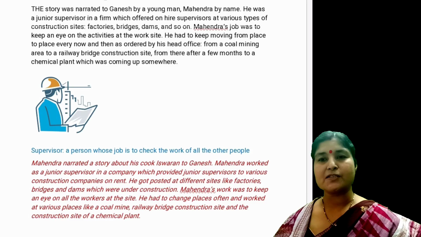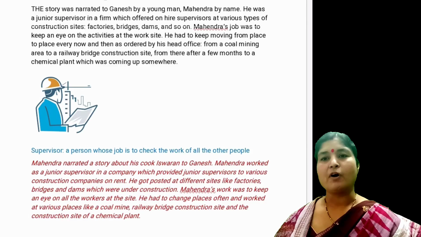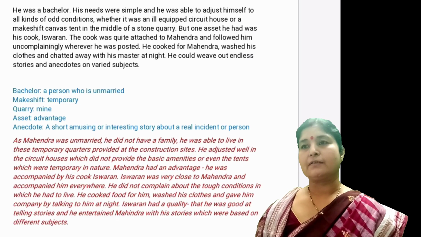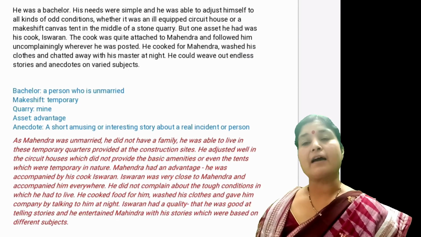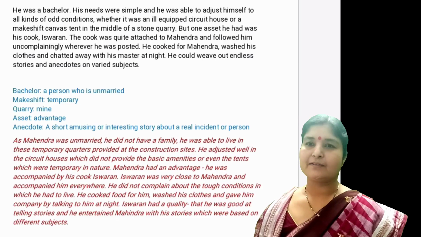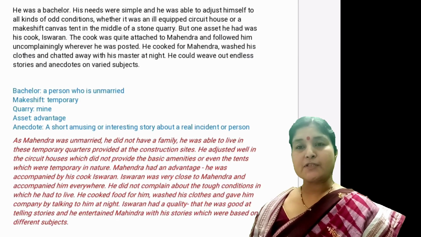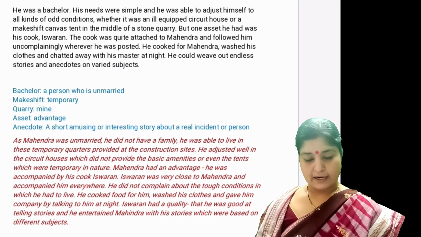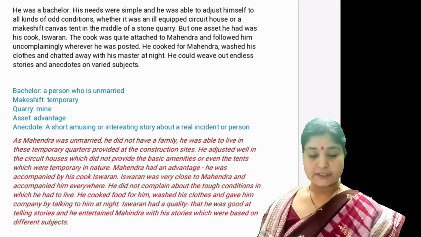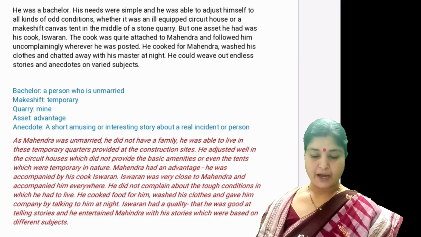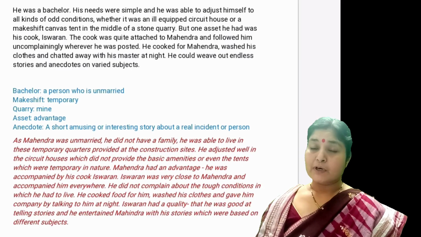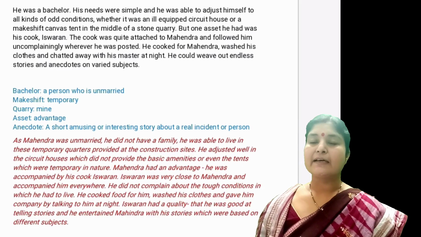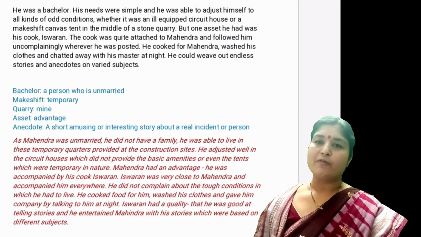Okay, so let us go to the second paragraph of your book. So Iswaran, the storyteller, is written by the great cartoonist R.K. Narayan. Okay, in the first paragraph we have already discussed and we know about Ganesh. The story was narrated to Ganesh by a young man, and what is his name? His name is Mahendra. Okay. Then next come to the second paragraph of your book.